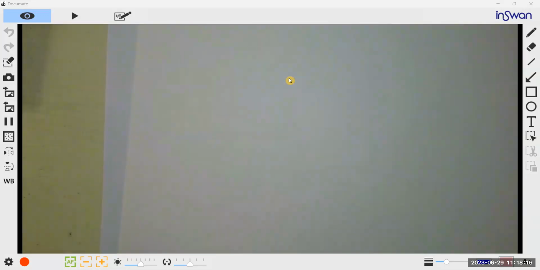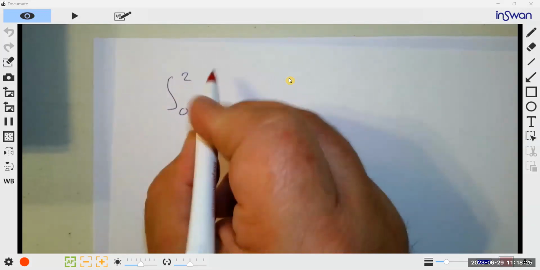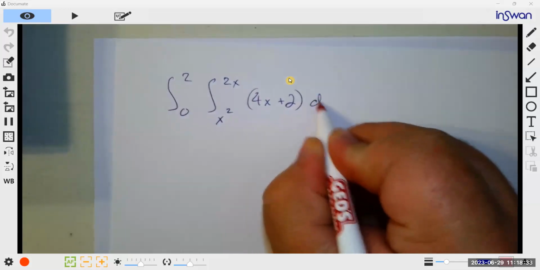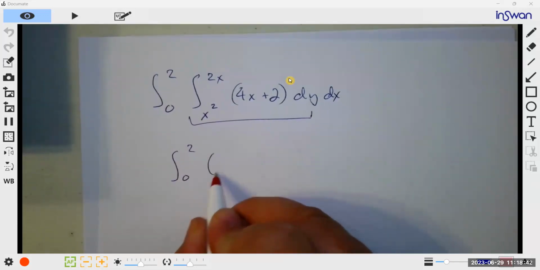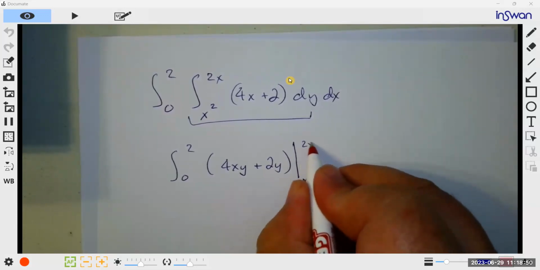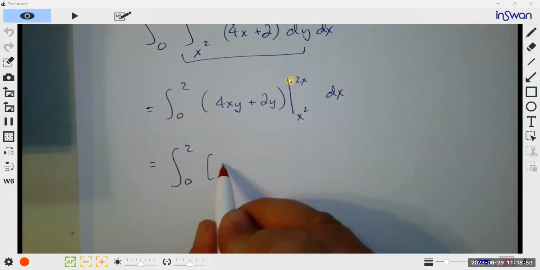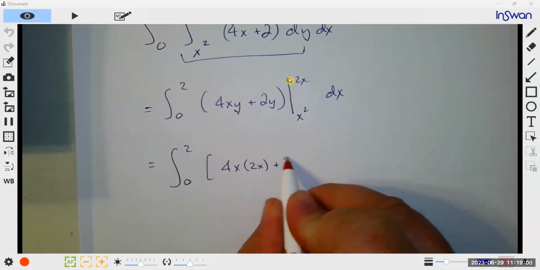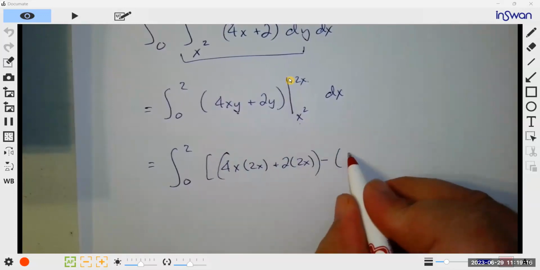Let me do the first one again, because we should get the same answer. I did a brain fart somewhere. So we had 0 to 2, x squared to 2x, 4x plus 2 dy dx. With this first one, we take it with respect to y. So we have 4xy plus 2y from x squared to 2x dx. Now anywhere I see a y, I put 2x. Minus anywhere I see a y, I put x squared.